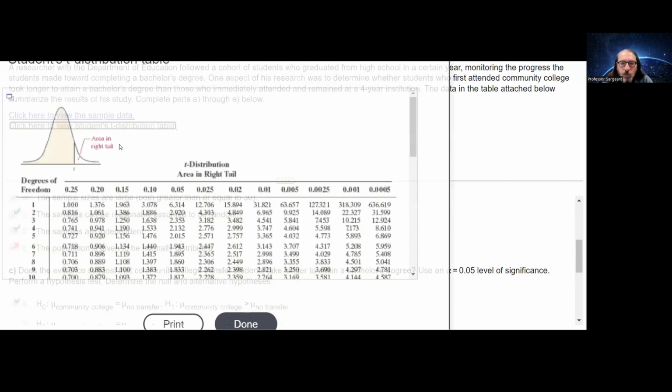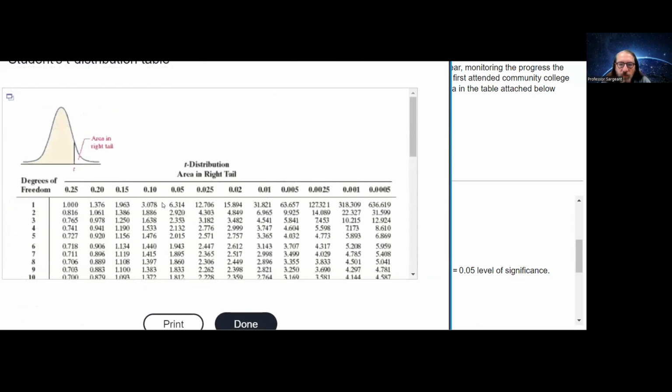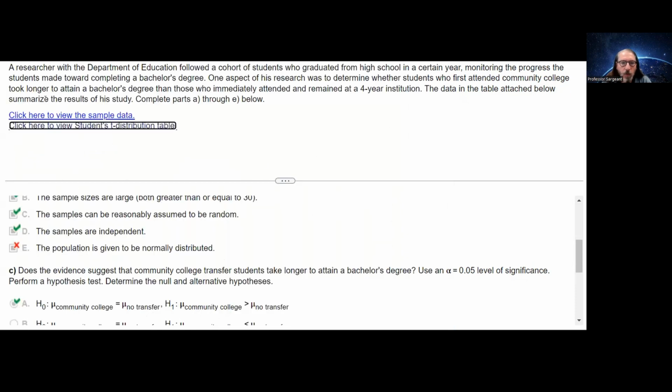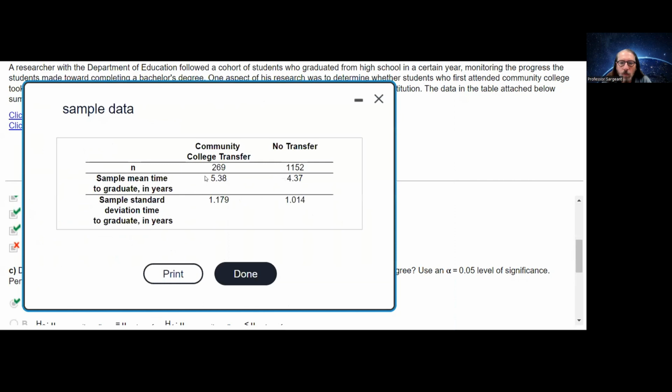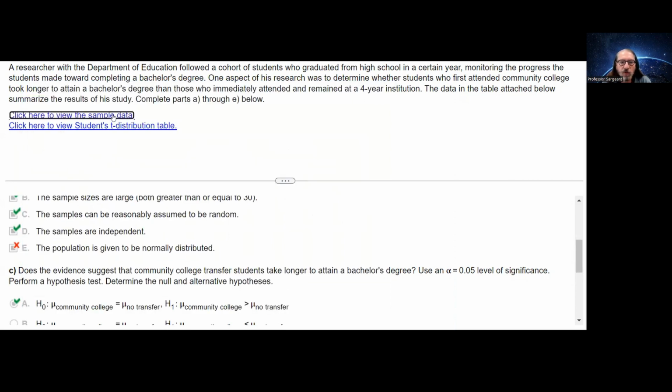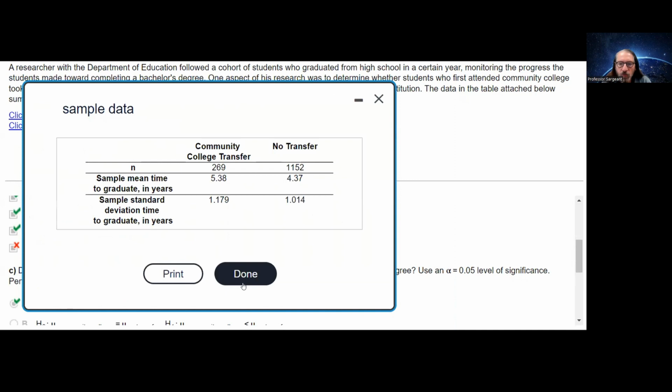So that's this column right here. This is a one-sided test, a right-tailed test. So I do not need to divide alpha by 2. Again, when we take 1 away from each of those sample sizes and subtract 1, the minimum of those 2 is 268 degrees of freedom.